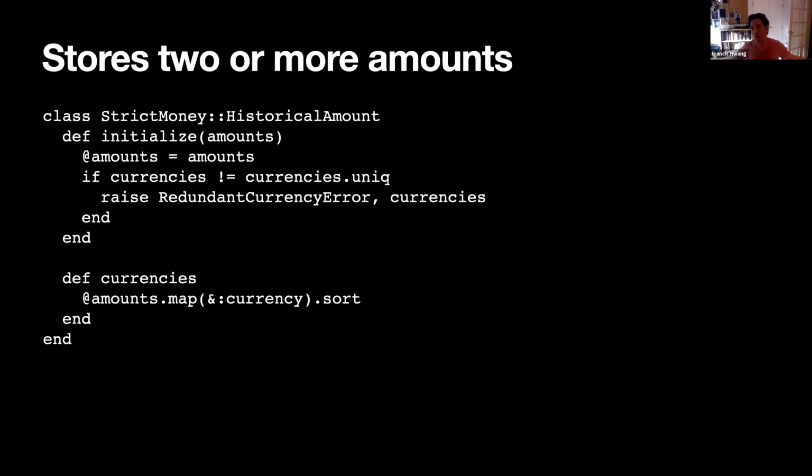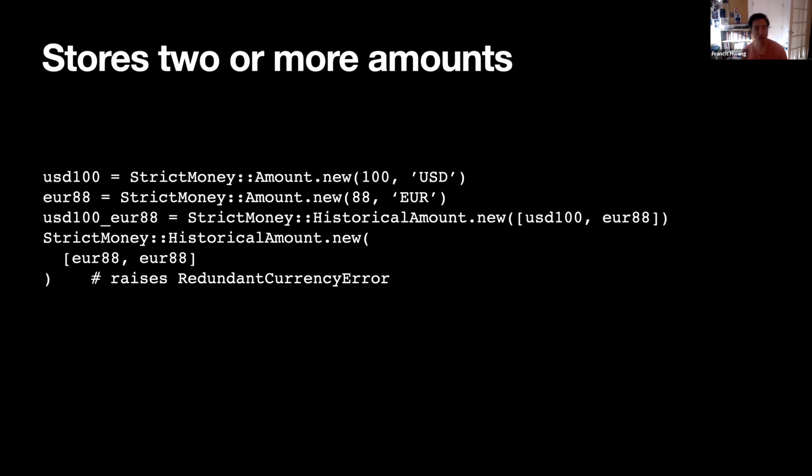So a historical amount stores an array of amounts, and it raises the redundancy error just to make sure that in case you accidentally passed in the same currency twice. So if you have 100 USD and 88 euros, which was about the exchange rate yesterday, then you can make a historical amount by passing both of those objects in. If you try to put the 88 euros twice, it'll raise an error because you probably made a mistake. That doesn't actually make any sense.